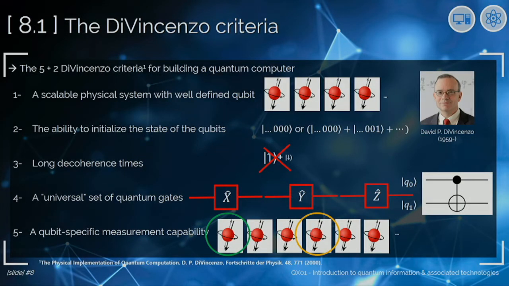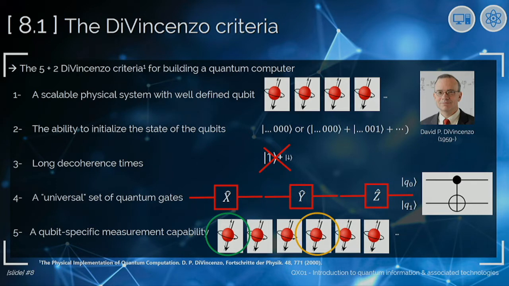I just want to talk about the so-called DiVincenzo criteria. So this man, David DiVincenzo, published an article in 2000 called the physical implementation of quantum computation. And in this original article, DiVincenzo provided a list of five criteria in order for one to build a quantum computer. And you will see that since then, two others have been added, more related to quantum communications. So what are these five criteria?